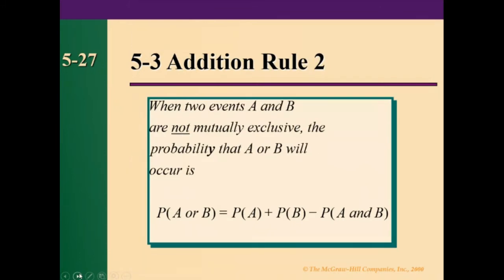So when two events A and B are not mutually exclusive, the probability that A or B will occur is, yan, the probability of A or B is equal to P of A plus P of B minus P of A and B. Ibig sabihin yung kanilang intersection. Kagaya nung kanina, di ba?